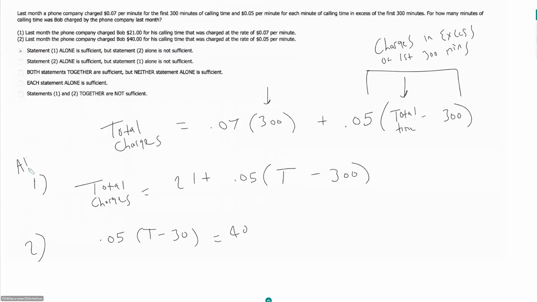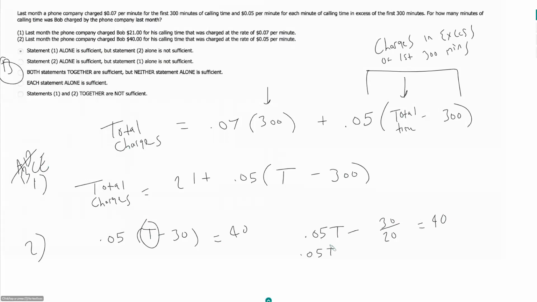So first we said A was insufficient. And now based on this, we can solve for T. So this should be sufficient. Let's actually do it. So 0.05 times T, T is our total time. 0.05 T minus, so 0.05 is 1 over 20, so minus 300 over 20 is equal to 40.